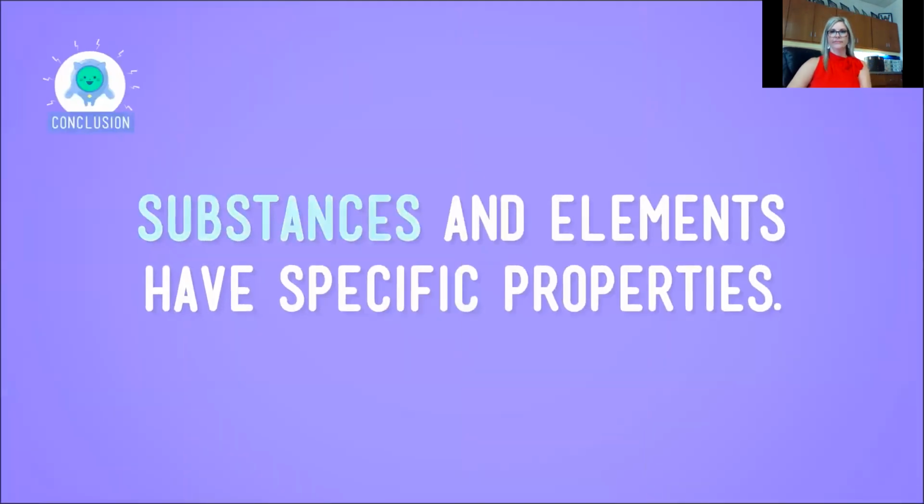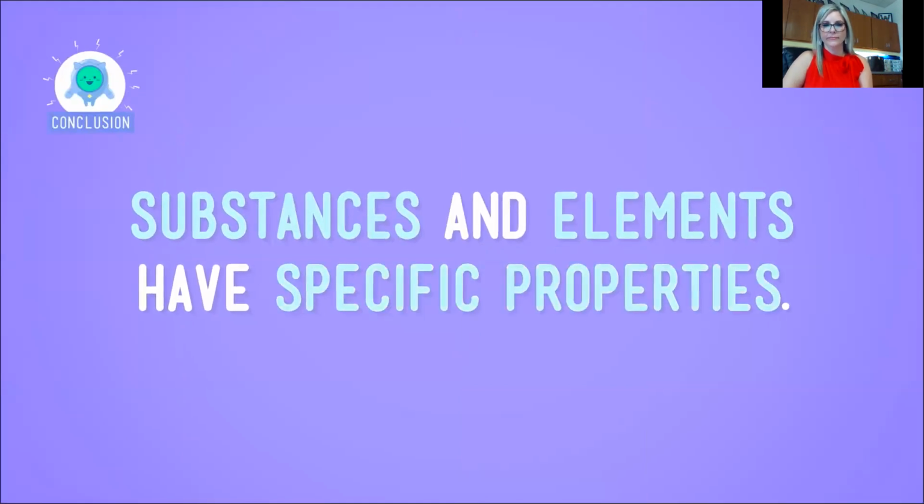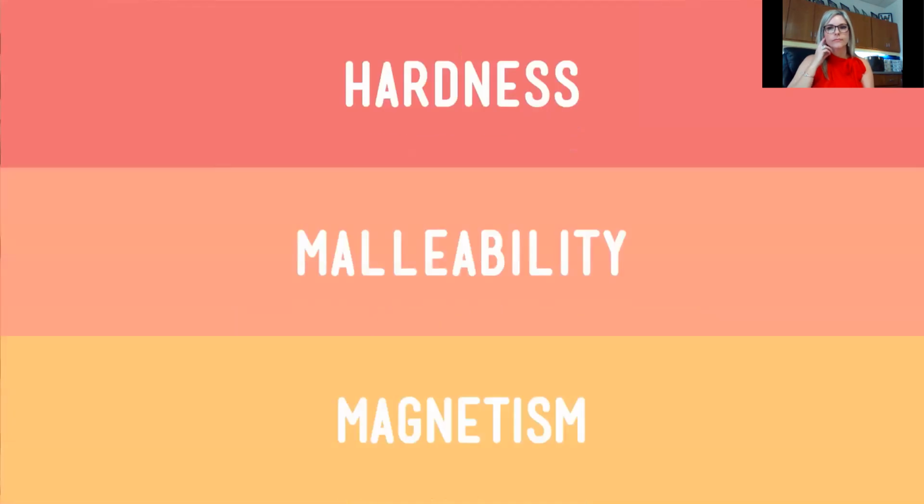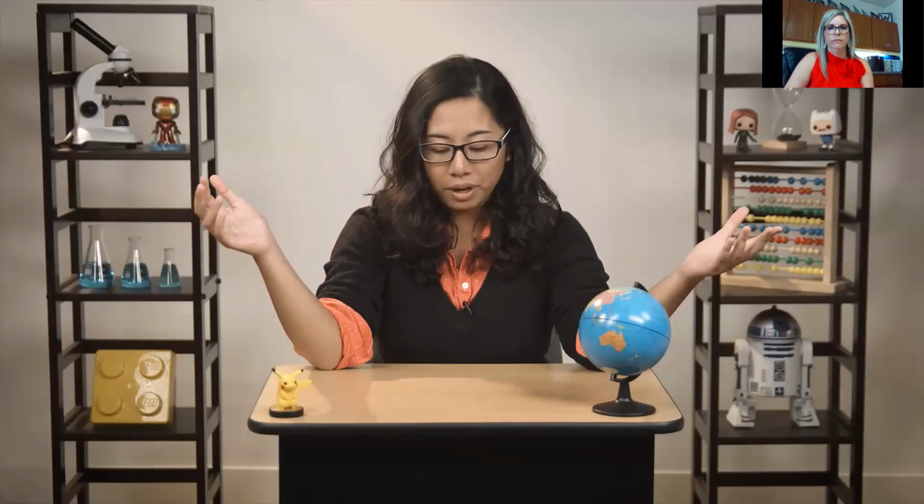So, substances and elements have specific properties, and because of this, we can use properties like hardness, malleability, or magnetism to tell something about, or even to identify, unknown substances. It doesn't matter if it's candy or handy hardware. And I'm out of gummy frogs.